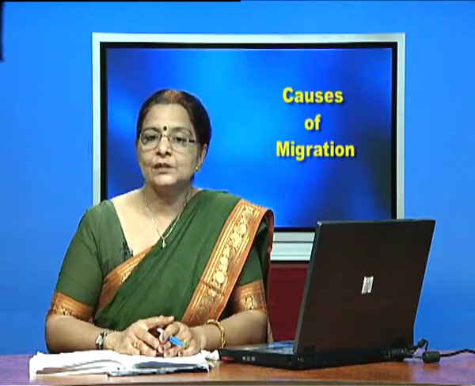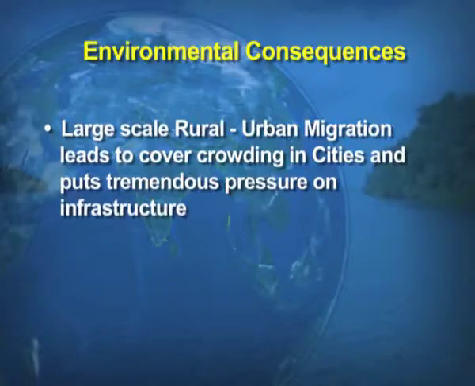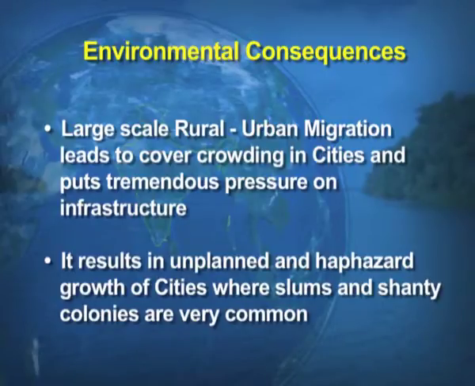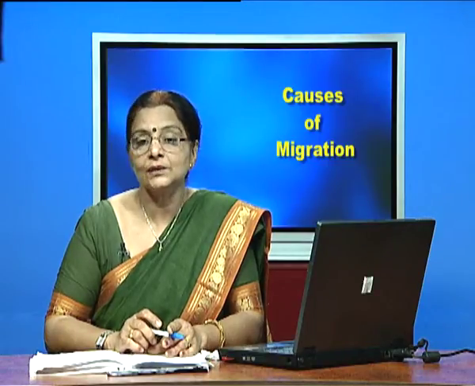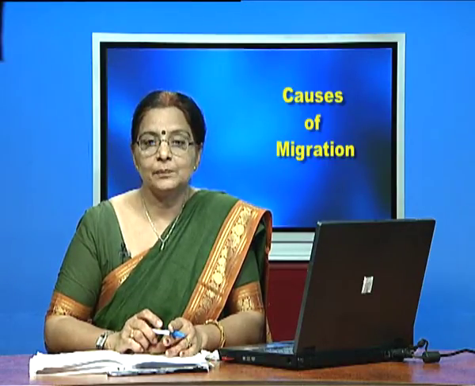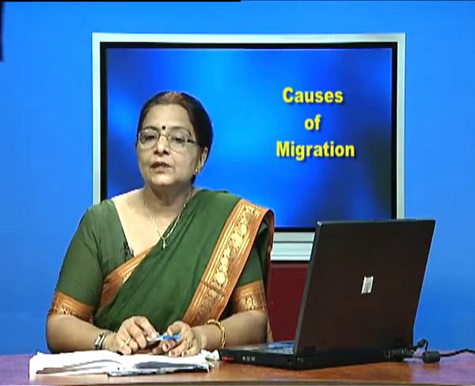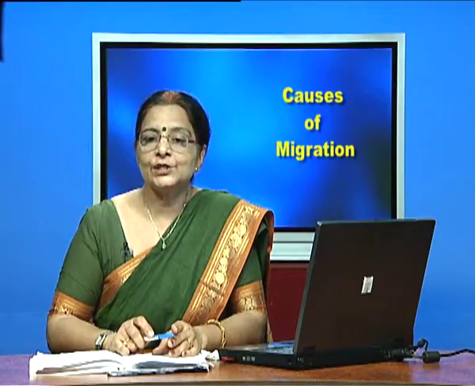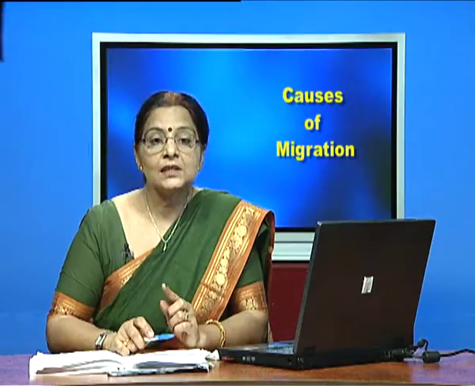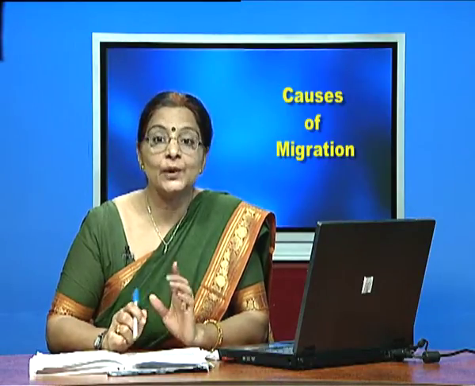Now, the environmental consequences. Large scale rural urban migration leads to overcrowding in the cities and puts a tremendous pressure on the infrastructure. So, it results in the unplanned and haphazard growth of the cities, where there are slums and shanty colonies, I mean the unauthorized colonies which people establish because of the shortage of space. Overcrowding is also related to the over exploitation of the natural resources.